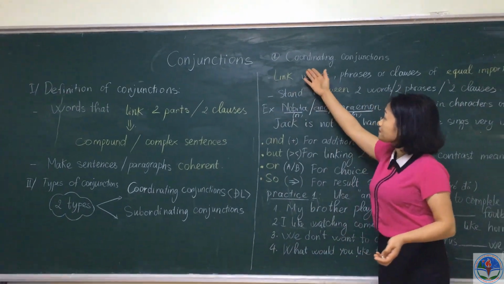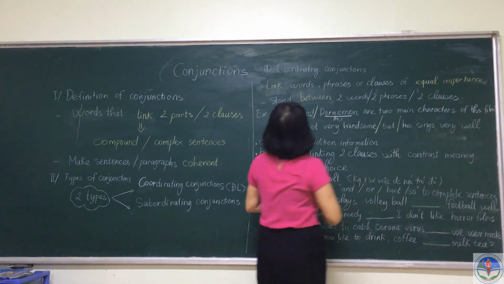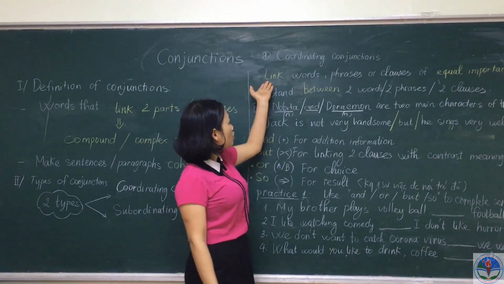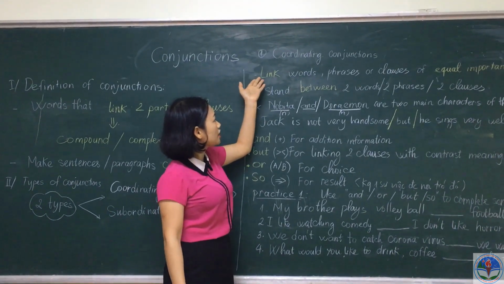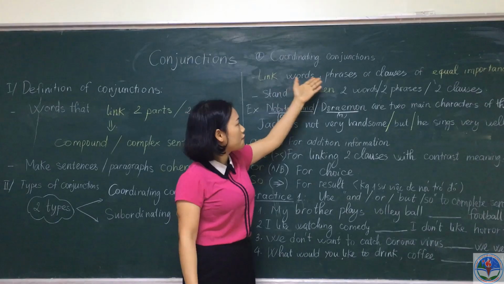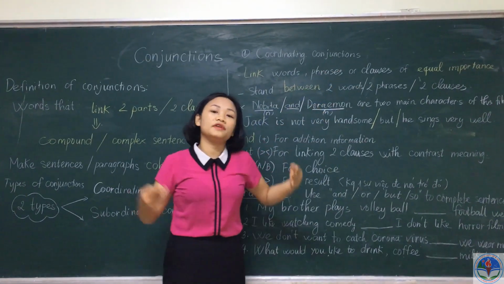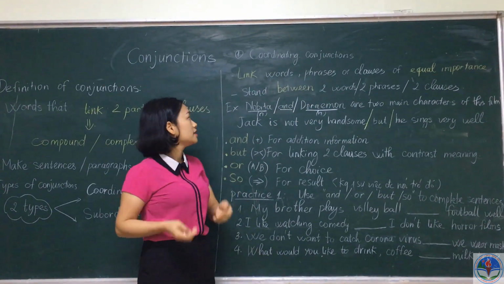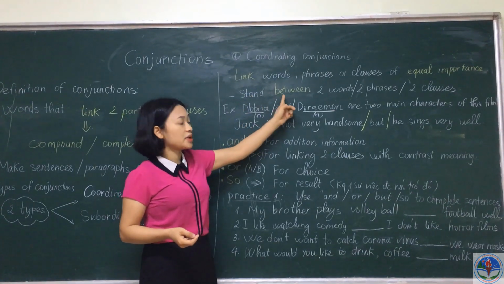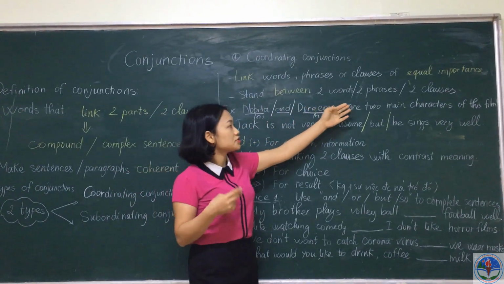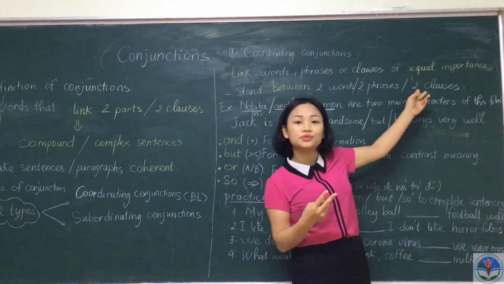Let's look at here. Coordinating conjunctions are the words that you use to link words or phrases or clauses of equal importance. And they usually stand between two words or between two phrases or between two clauses.